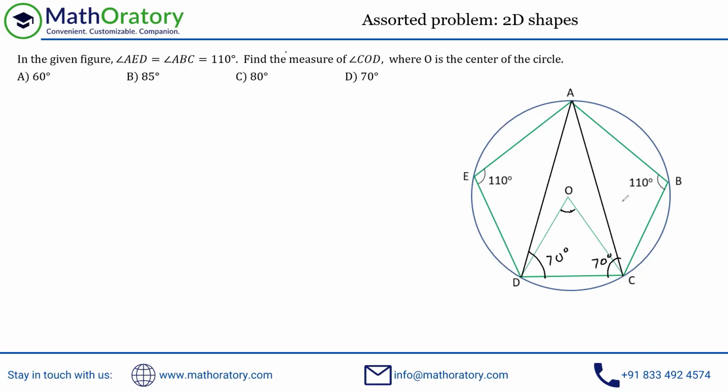And now the job is done, because if you look at this ACD triangle, this is 70 and 70. That adds up to 140, leaving 40 degrees here. And as I mentioned earlier, whatever the angle here is, COD will be double that. So that will be 80 degrees out here. Option C is the answer.